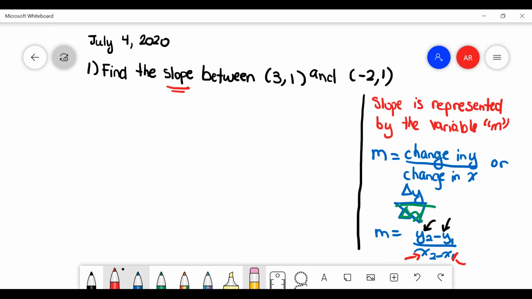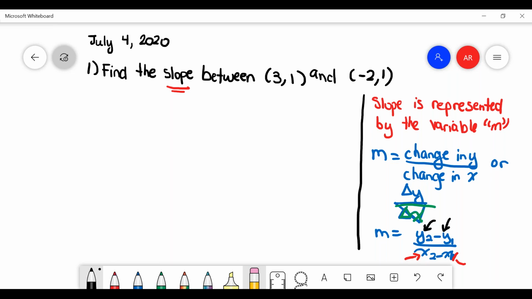And keep in mind, you can only use this formula for slope when you have 2 points given, like this question number 1, which I've written down. So now with this information, we are ready to solve and find the slope, and we're ready to solve for what this question is asking us to find.